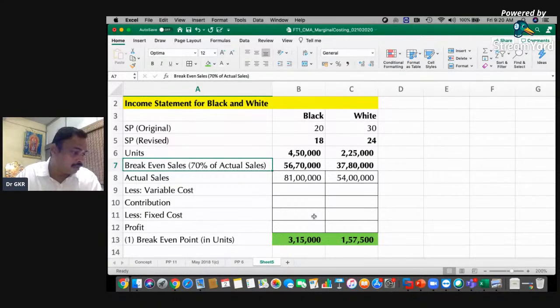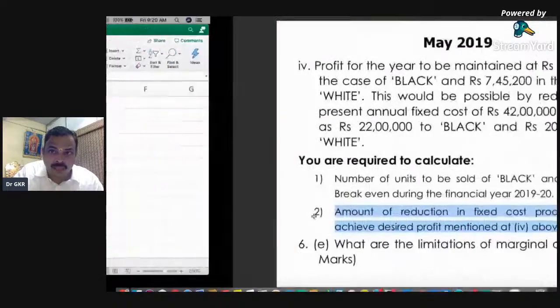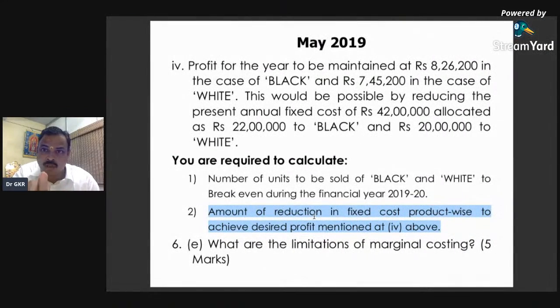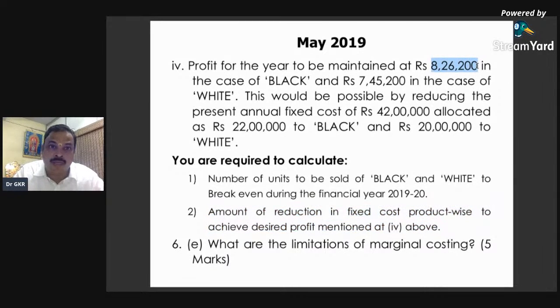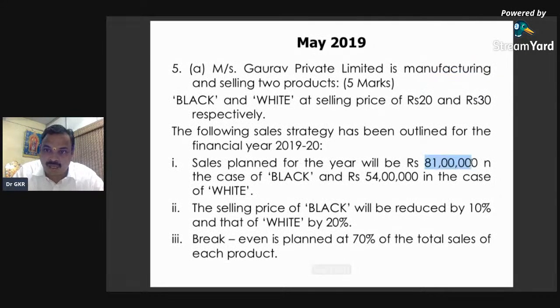Okay. Now, I want to make one small observation, because he has mentioned about profit. Profit for the year to be maintained at 826,200 in case of black, and 745,200 in case of white. So now increase in profit is equal to increase in contribution. So we can call this profit as profit to be maintained for what? Profit to be maintained for the sales of 81 lakhs.